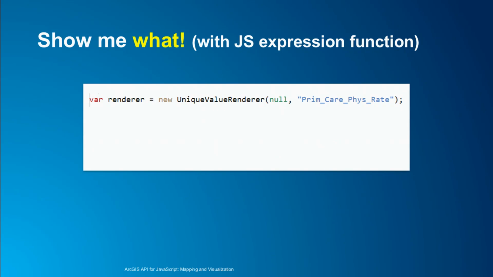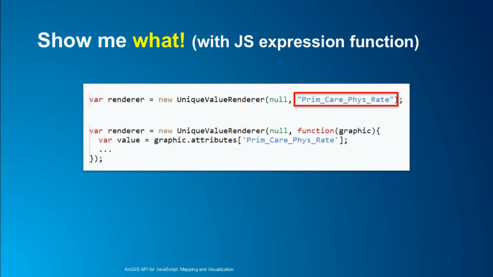You can also do the same thing outside of ArcGIS expressions, using a JavaScript expression. Now, this is not portable. This is something that only would work in your application, whereas ArcGIS expressions are portable and can be brought in, saved in web maps and so on. You can either have a renderer that references a field, like in this case, the primary care physician's rate, or you can have a unique value renderer that references a function. This function will get executed every time the layer is trying to draw, for each feature.